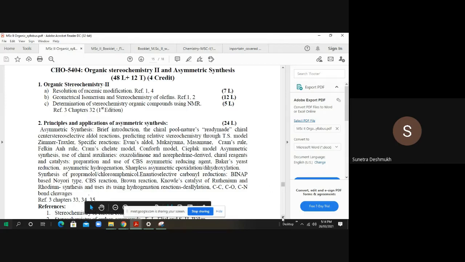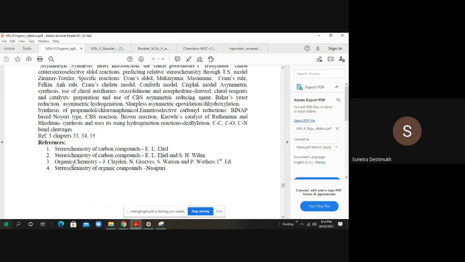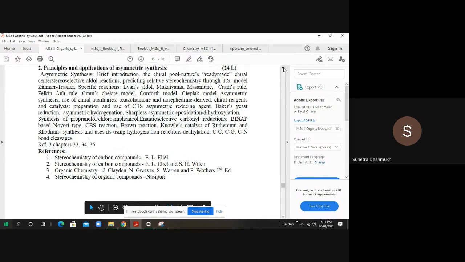So the reference books I have given: Stereochemistry of Carbon Compounds, that one is the best reference book, and third and fourth also you can use, Clayden and D. Nasipuri. Okay, so these are the reference books for this one.